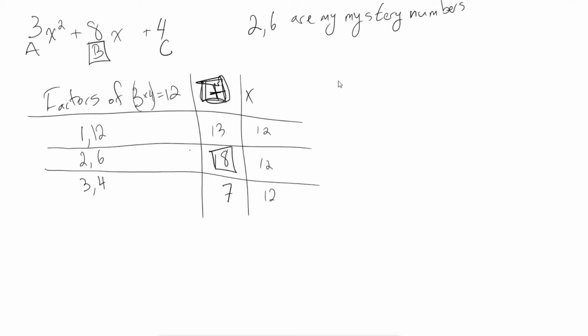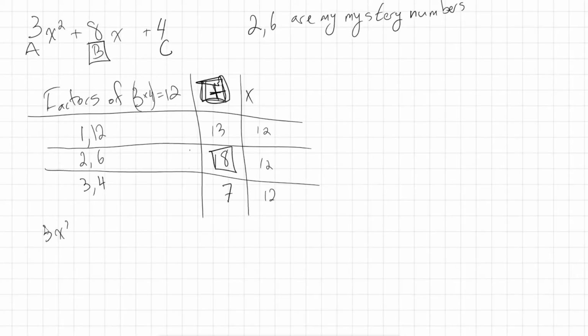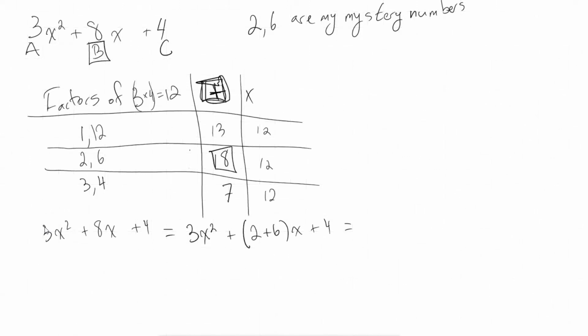So I now have my mystery numbers. I'm just going to rewrite the original at first: 3x squared plus 8x plus 4 is equal to 3x squared plus bracket 2 plus 6x plus 4, which is the same, if I multiply out my bracket now, as 3x squared plus 2x plus 6x plus 4.